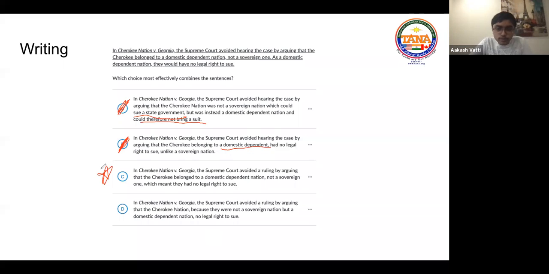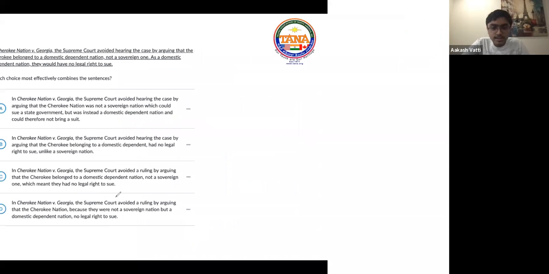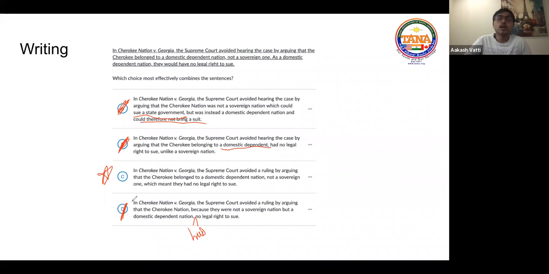And for D, in Cherokee Nation versus Georgia, the Supreme Court avoided a ruling by arguing that the Cherokee Nation, because they were not a sovereign nation but a domestic dependent nation, had no legal right to sue. So as you can tell, I just made a mistake here. I automatically put in the word had, and it doesn't have the word had, and that in and of itself just tells me that this is wrong when they somehow supplement a word in there that just isn't in the sentence. So with that alone, I would cross this out. And yeah, it's just a non-grammatically correct sentence, I guess.